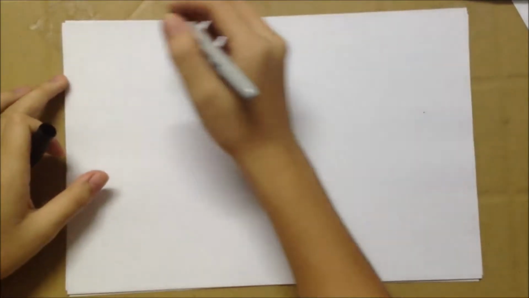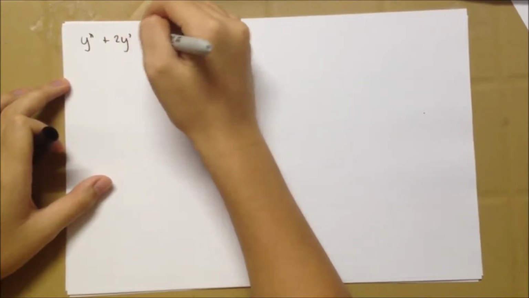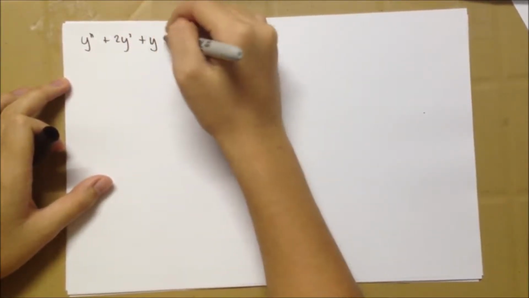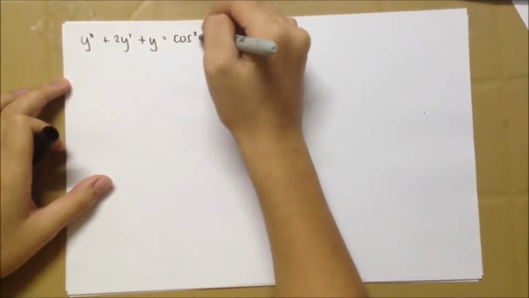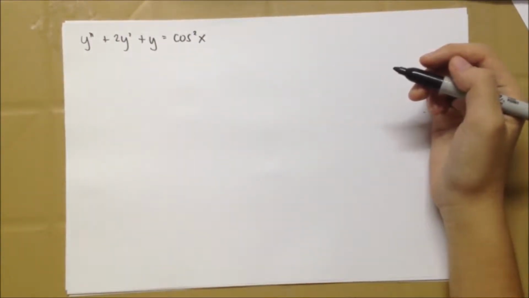Find the general solution for this differential equation, y double prime plus 2y prime plus y equal to cosine squared of x. Now, there are two ways of solving this problem. You might either use variation of parameters or undetermined coefficients.